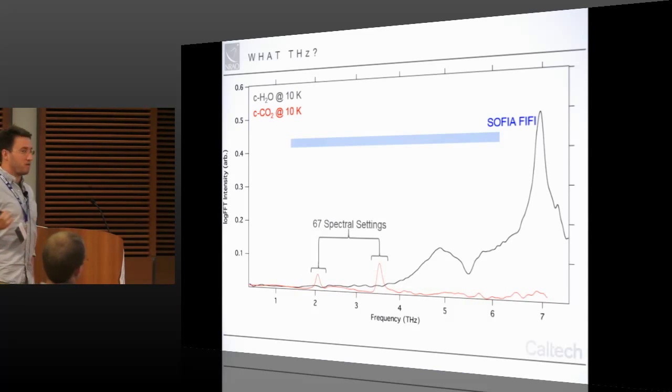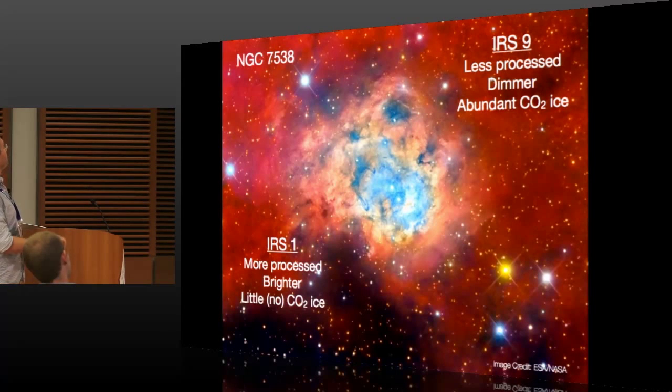And so we proposed this to the FIFI instrument team, and they were surprisingly excited about it and really wanted us to give it a go. So we picked a target, NGC 7538. It's actually got two different sources. IRS-1 is more processed and has very little CO2. That's going to be our reference source. We know from infrared observations there is no real CO2 ice there. And then we have IRS-9. It's dimmer, but it has very abundant CO2 ice, some of the most abundant CO2 ice observed in space. So what we're going to do is observe both of them back and forth as we fly and see if we can actually get stable baselines.